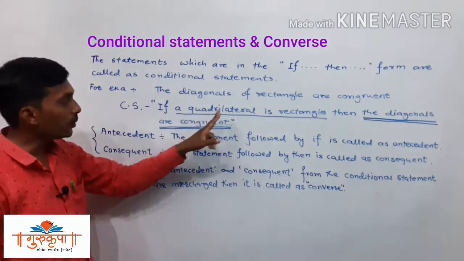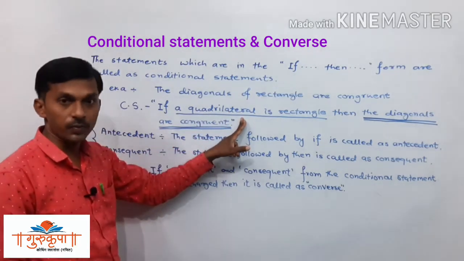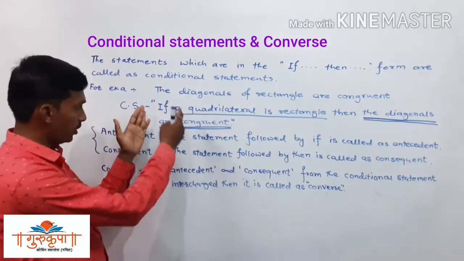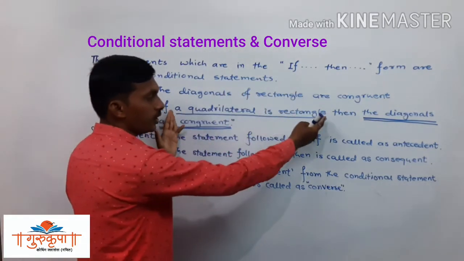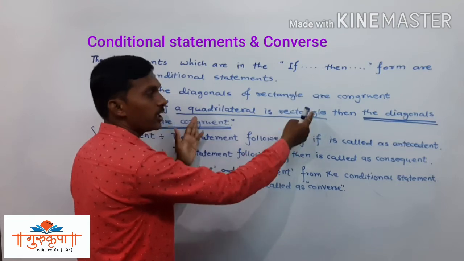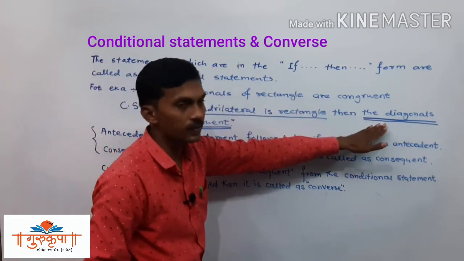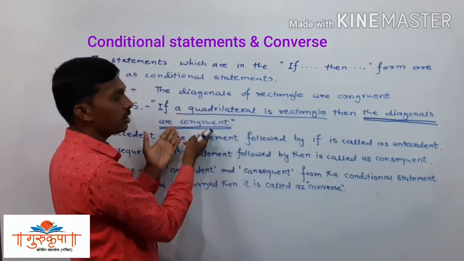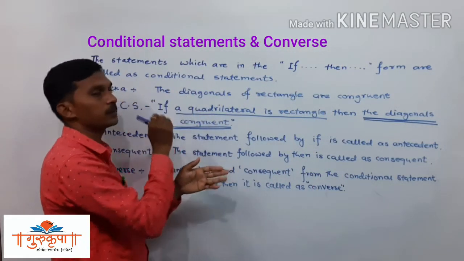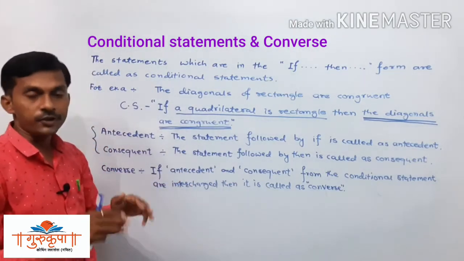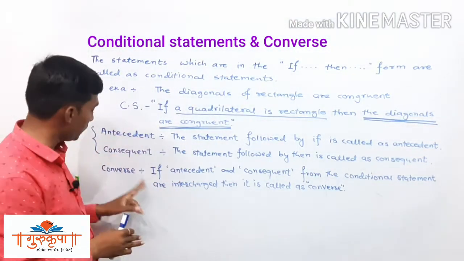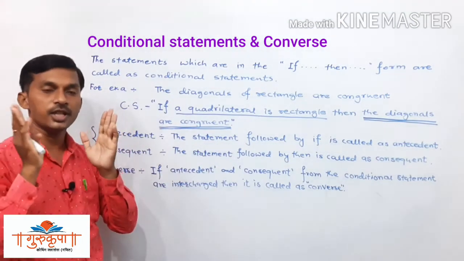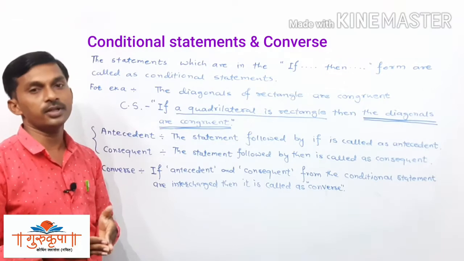And now if we interchange the antecedent and consequent, the statement which is followed by if, we have to write after then, and the statement which is followed by then, we have to write after if. Then the statement which we get is called the converse. We just have to interchange the antecedent and consequent.